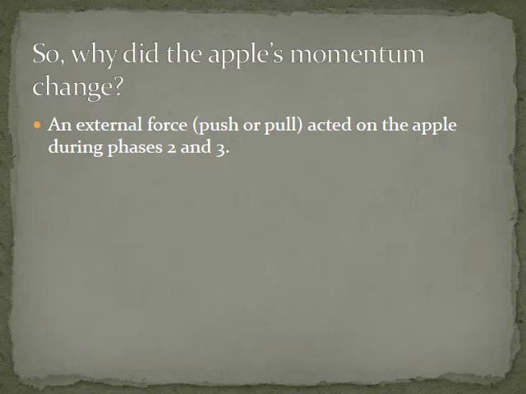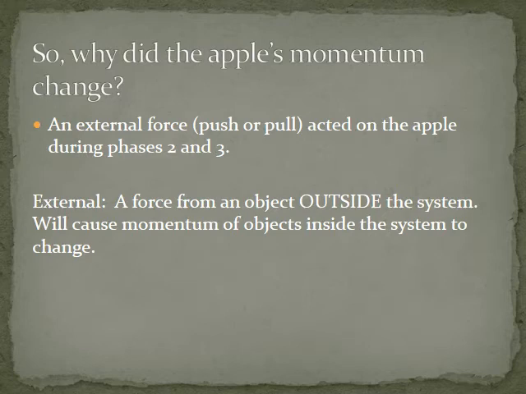If you watch that force video that we posted in the last unit, you know that a force is just a push or a pull. So the idea is that something from outside the system is pushing or pulling on the apple during phases 2 and 3. A little bit of definition that I probably should have given you earlier, but anyways, we're doing it now. When I say external, that's a force from an object outside the system. External forces cause the momentum of the objects in the system to change. So that apple is being pushed and pulled on by the earth or the floor. Those are things that we don't have in the system, so all those forces are external.